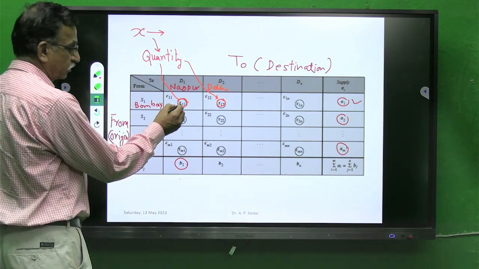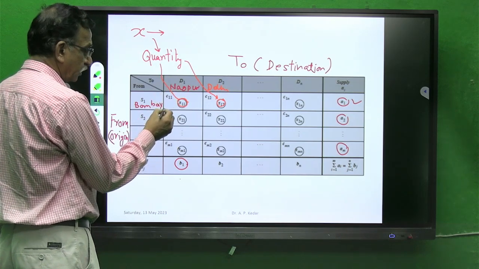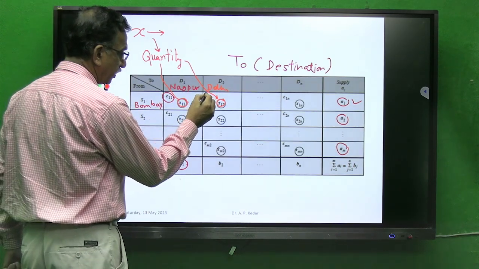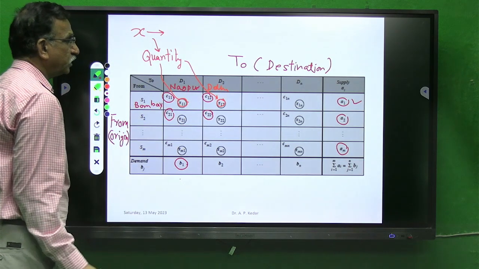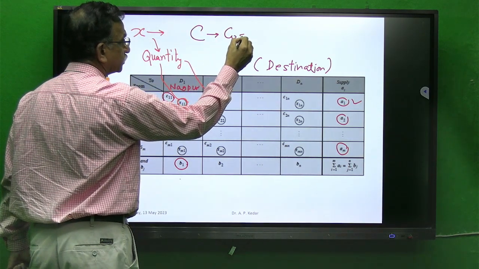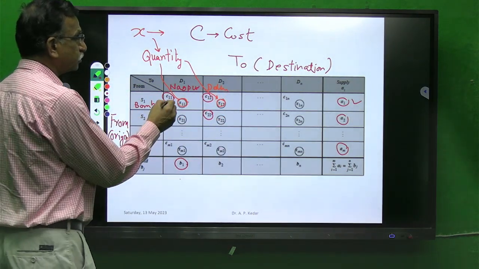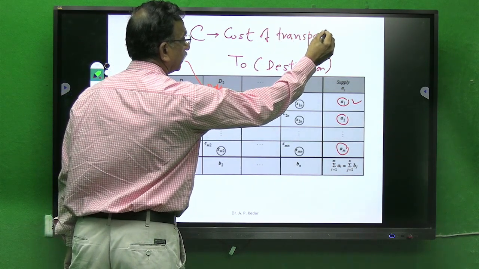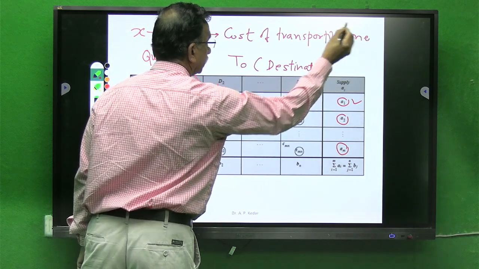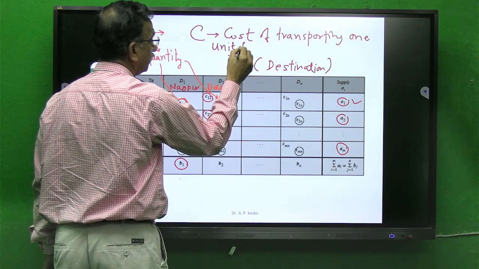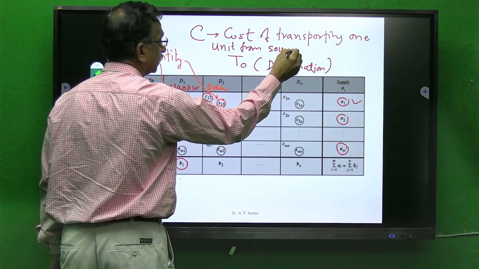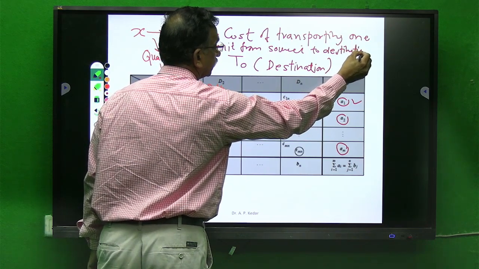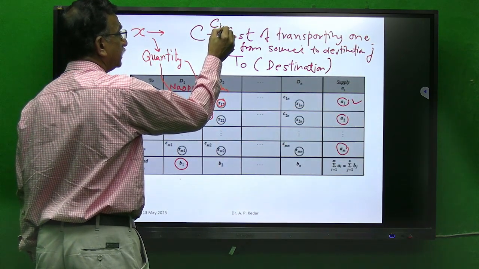Now I have mentioned that x is the quantity. Here you can find other variable as C11, C12, C21, like that. So C stands for cost. C stands for cost. So cost of transporting one unit from source I to destination J. Suppose it is Cij.